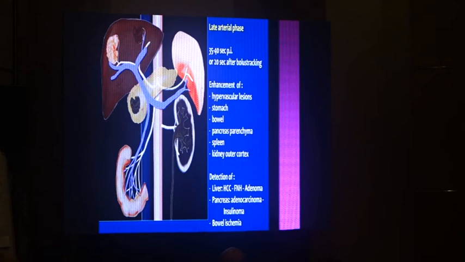Late arterial phase: the films are taken 20 seconds after the bolus injection of contrast, particularly for hypervascular lesions, stomach, bowel, pancreas parenchyma, spleen, and the outer cortex of the kidney.